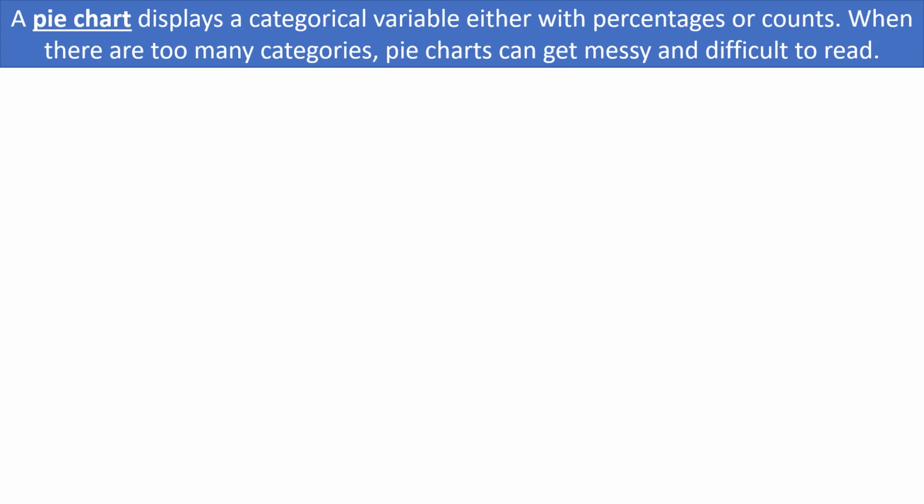All right, so one of the last things to talk about here in this section is the pie chart, which you are no doubt familiar with. A pie chart is going to display a categorical variable, either with percentages or counts. And if there are too many categories, then the pie chart can get a little bit messy and difficult to read, and you might want to opt for some other type of graphical display.